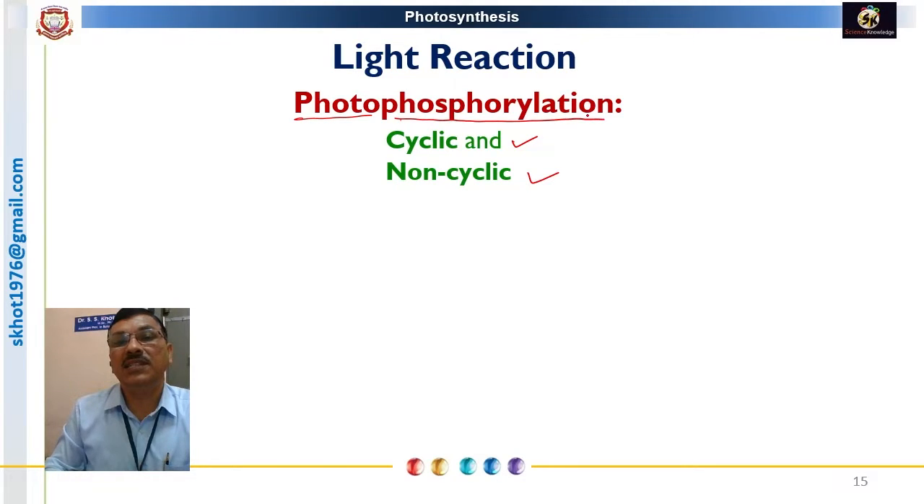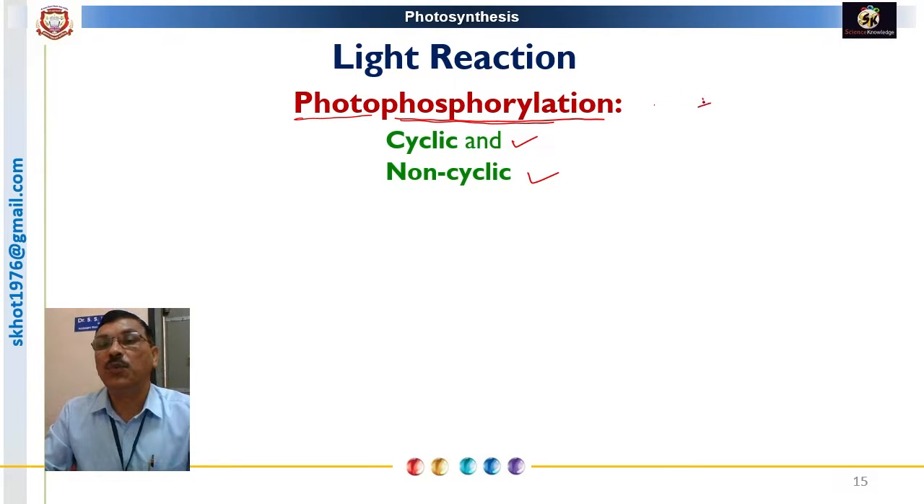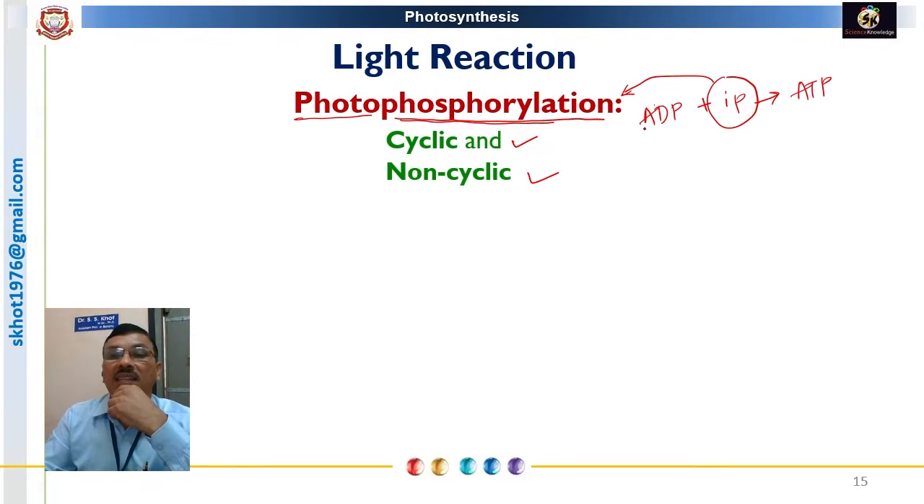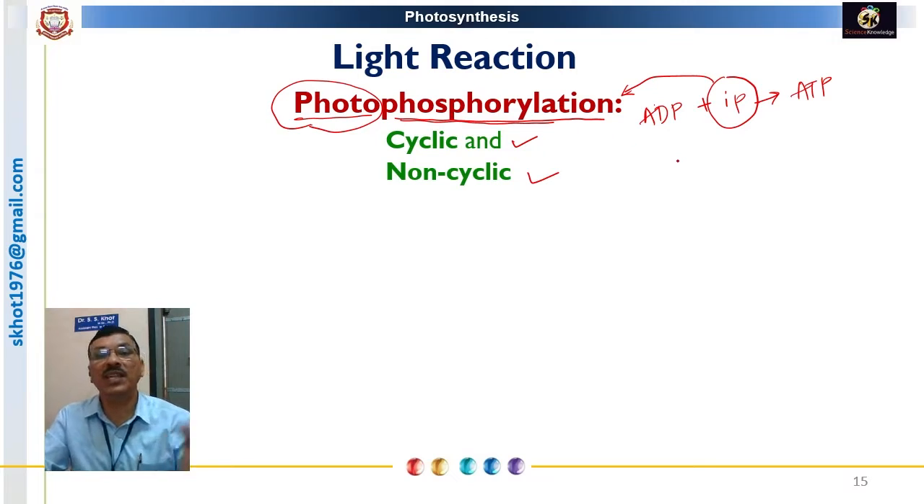What is phosphorylation? It is ATP synthesis, where inorganic phosphate is added to ADP and there is production of ATP. So addition of inorganic phosphate is called phosphorylation. Now this phosphorylation, which happens in photosynthesis, occurs in the presence of light, so it is called photophosphorylation. We have another process of phosphorylation which occurs in the presence of oxygen in mitochondria.